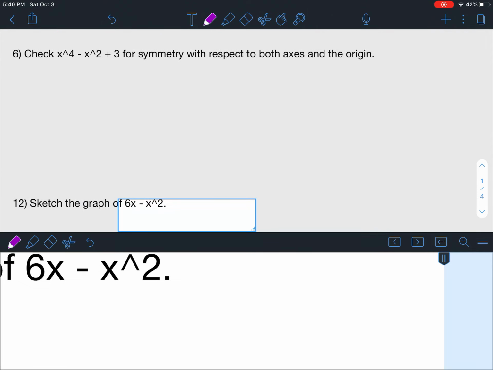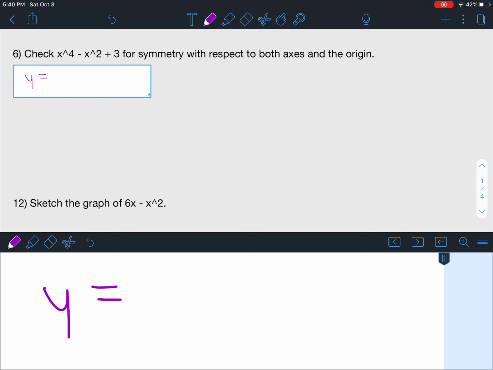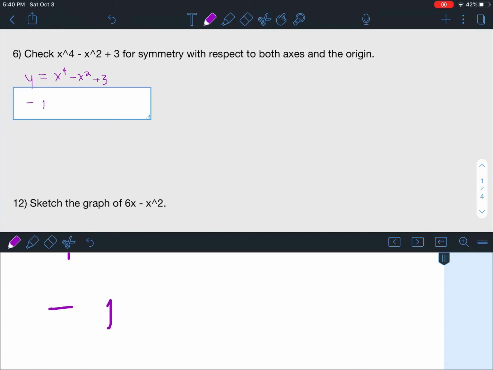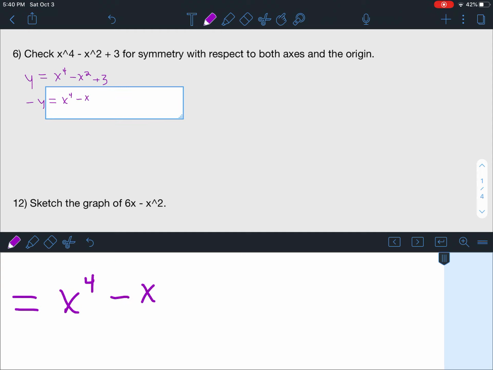Okay, problem number 2 says check x to the 4th minus x squared plus 3 for symmetry with respect to both axes and the origin. That means we have to determine if it has x-axis symmetry, y-axis symmetry, or origin symmetry. To check for x-axis symmetry, you can replace y in the expression with negative y. So our expression is y equals x to the 4th minus x squared plus 3. To check for x-axis symmetry, you replace y with negative y, so it's negative y equals x to the 4th minus x squared plus 3.